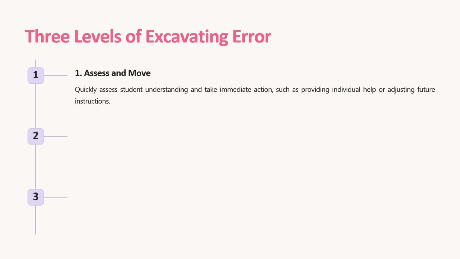First is Assess and Move. It is where teachers quickly assess student understanding and take immediate action, such as providing individual help or adjusting future instruction. An example of this is, after teaching a concept, ask students to complete a short quiz or an exit ticket, wherein afterwards, teachers can identify common errors and provide targeted support to struggling students during independent work time.